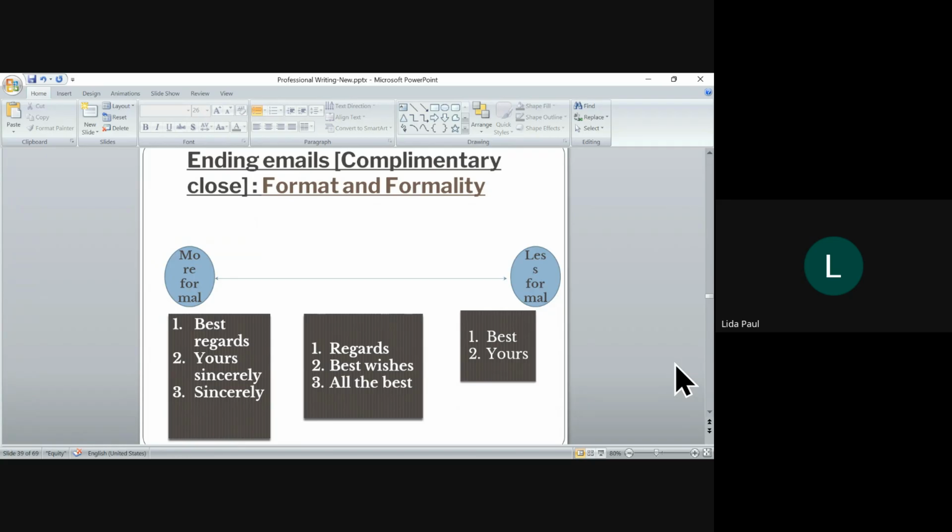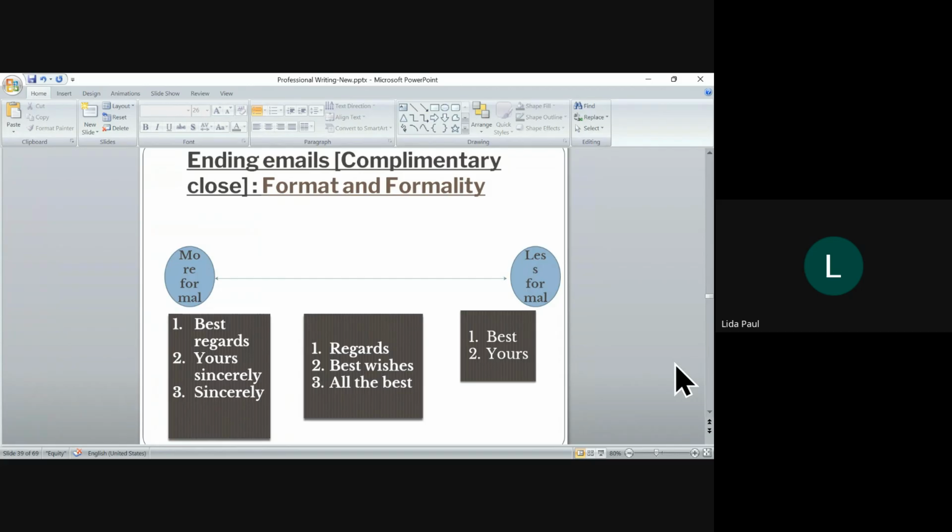Then a little lesser than this, right? A little lesser than all the three that you see in the first box. You have the closest that you see in the second box, which is regards, best wishes, or all the best. So this is something that amounts to a semi-formal tone, right? The first one is considered the most formal way of closing the email. The second ones, which are regards, best wishes, and all the best, are formal, but not as formal as the other one, right? So somewhere in between, or what we also call semi-formal, right?